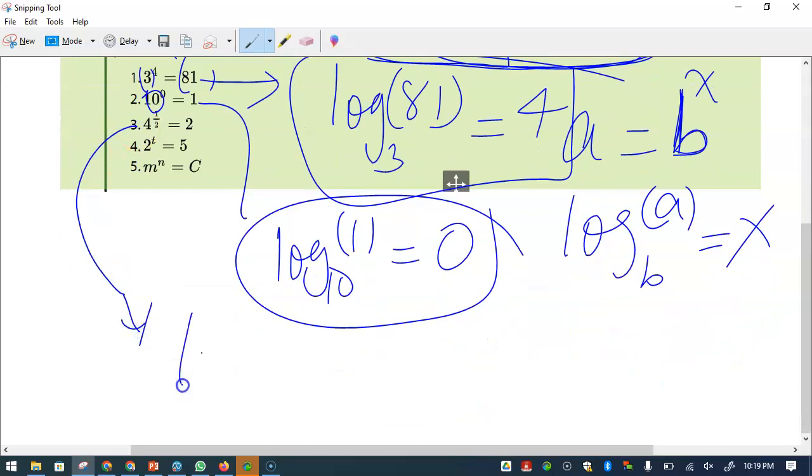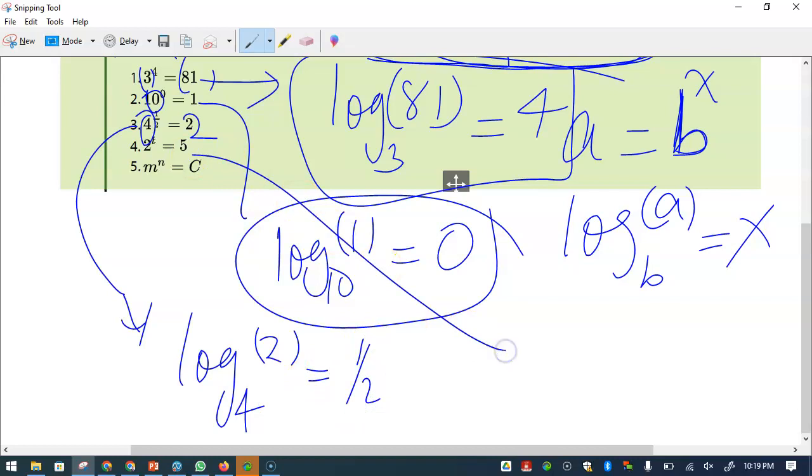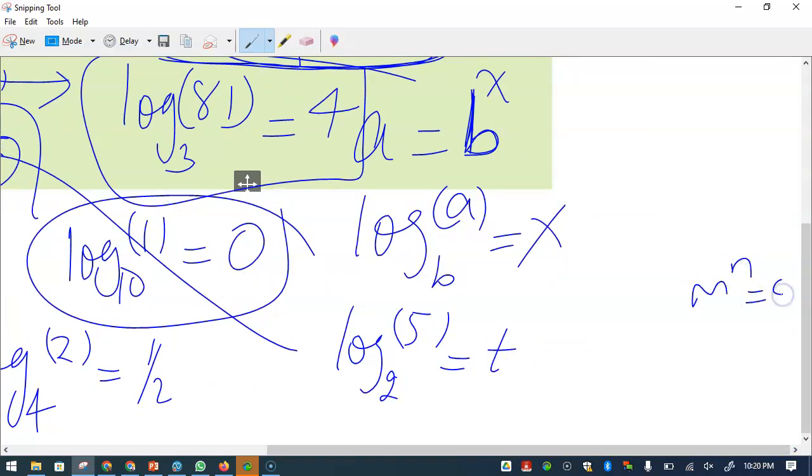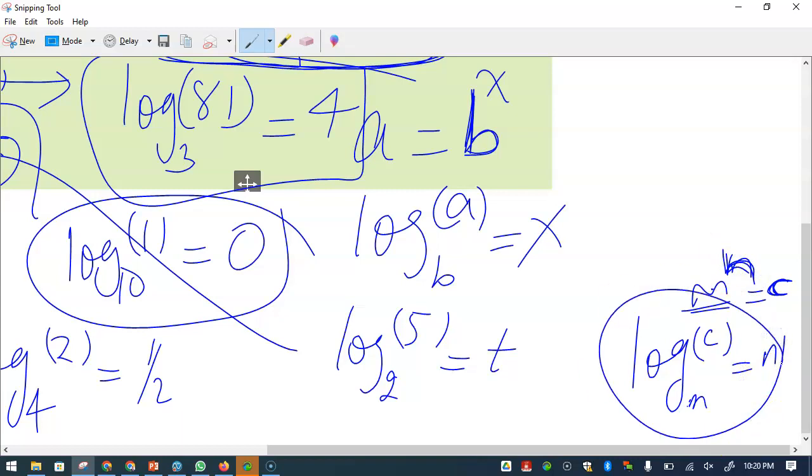This one, you write logarithm of 2 here, and the base is 4. The answer is half. This one is logarithm of 5, base is 2, equals t. And the last one is we have m raised to n is c. So the base is m. I'll put a logarithm, but the one down is always the base. And this output becomes your input. And this how-many-times becomes the output. We're done. Hope that helps. Please do write all these steps so you get 4.